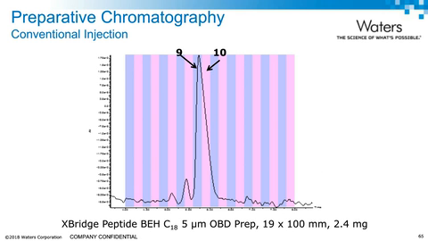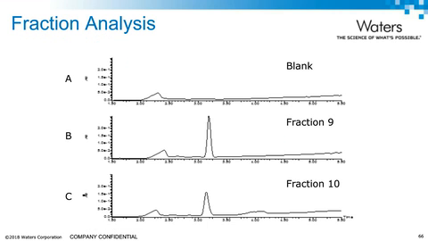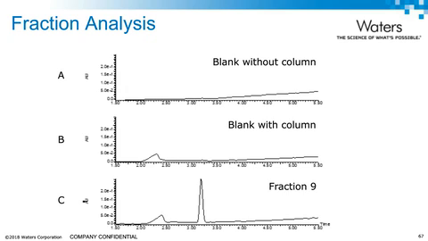I did a conventional injection on a 19 by 100 column and collected my peak of interest in fractions 9 and 10. Fraction analysis showed that both of these fractions were very pure, but I was concerned about the small peak eluting at around 2 minutes at the beginning of the gradient. Upon further analysis, I determined that it wasn't a system problem or a column problem, but that sometimes with TFA in the mobile phase, hydrophobics present in the TFA will build up on the column and then elute in the gradient.